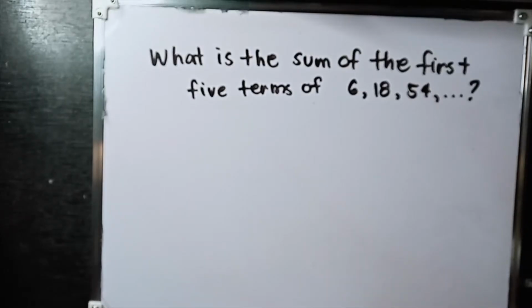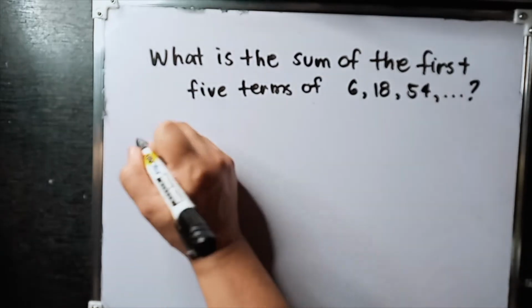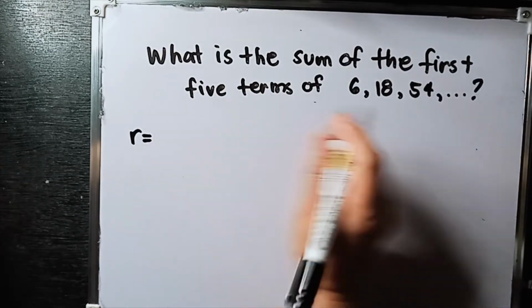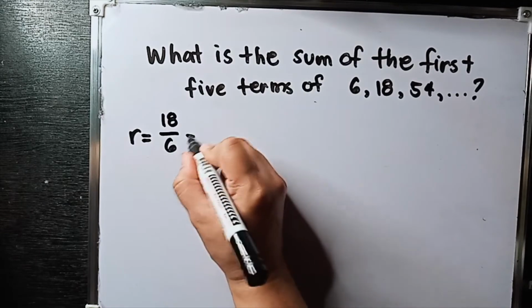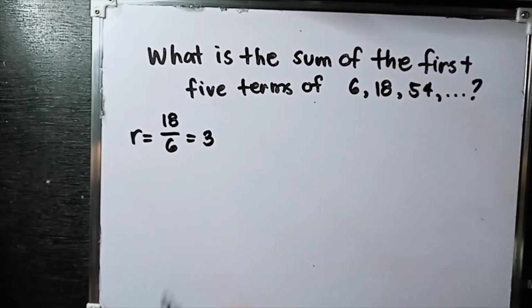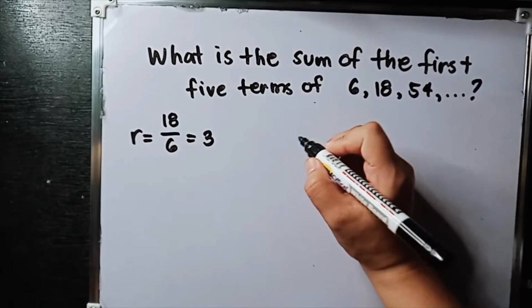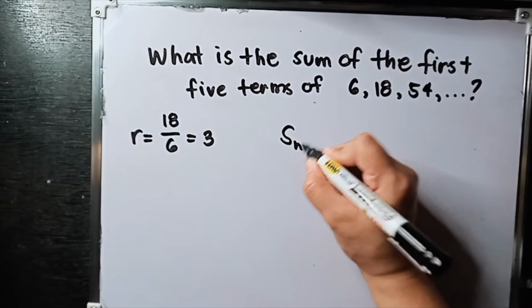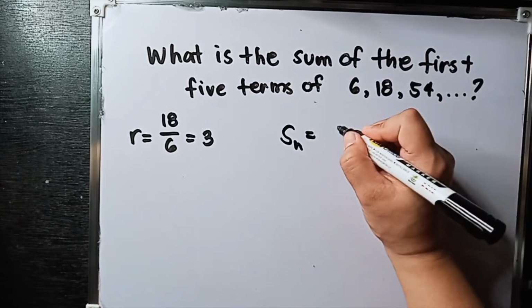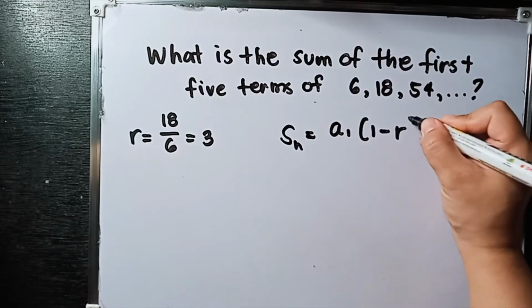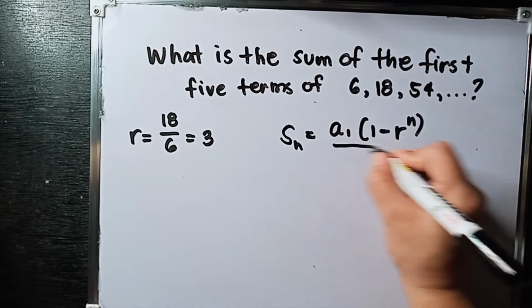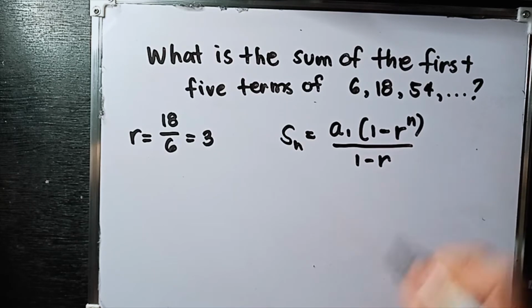What is the sum of the first 5 terms of 6, 18, 54, and so on? Let us identify the common ratio. We have 18 divided by 6, so the common ratio is 3. Since our common ratio is not equal to 1, we are going to use the formula S sub n equals a sub 1 times 1 minus r raised to n, all over 1 minus r.